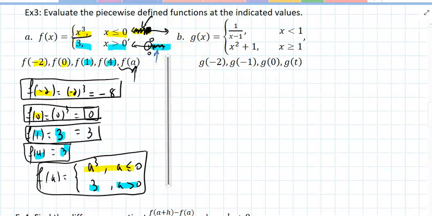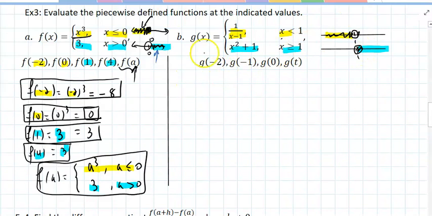And how about the next problem? Again, if you put a number line, that would save the day. If x is less than 1, I'm going to use this function. If x is greater than or equal to 1, I'm going to use this function.